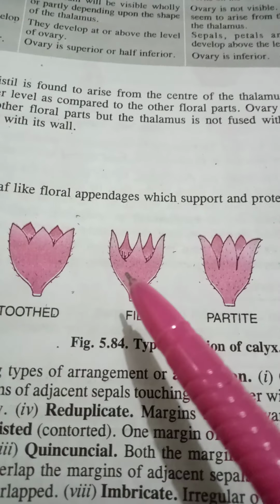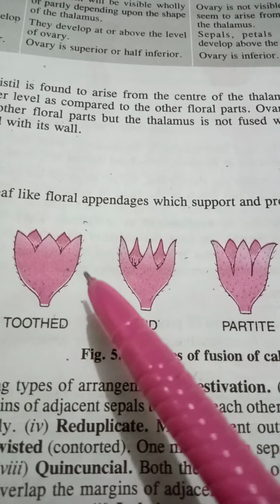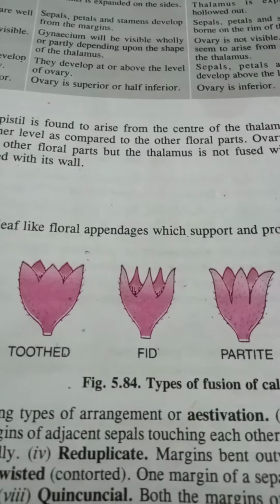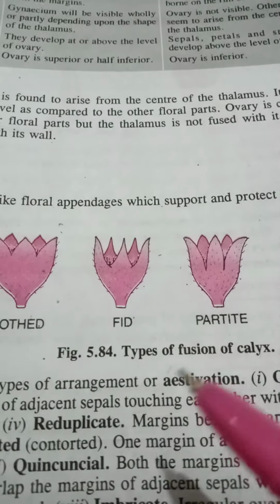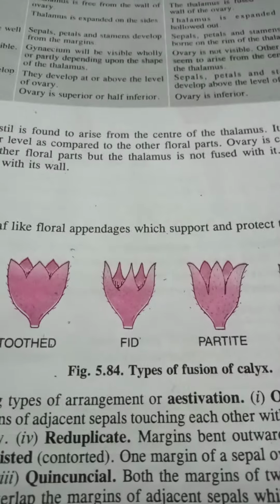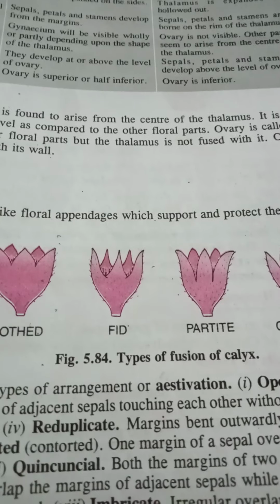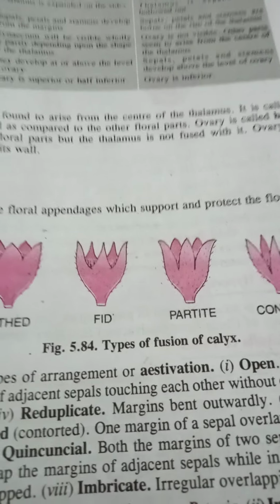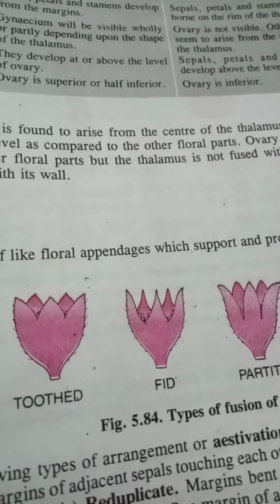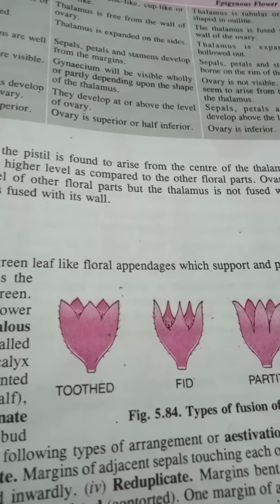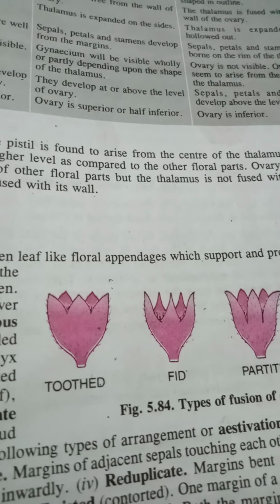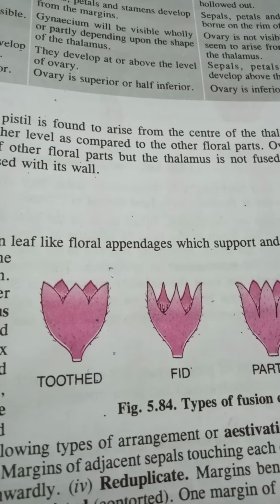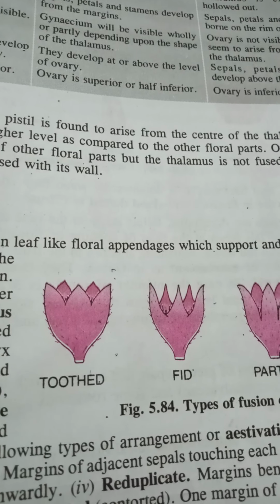Now, according to the arrangement of the sepals, they may again have different types of aestivations. Like they may be open type, where the margins are not fused with one another, or it may be valvate, where the adjacent margins touch one another but do not overlap. Then induplicate type, where the margins project inwardly. Then reduplicate type, where the margins bend outwardly. Involute, where the margins roll towards the inner side. Twisted, where one margin is inside, one margin outside. That means the sepals will overlap one another.